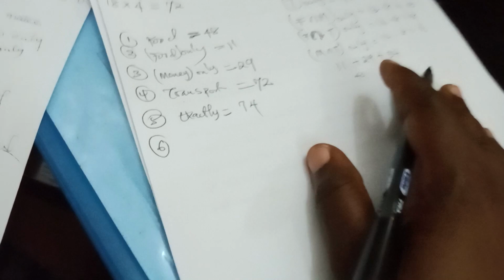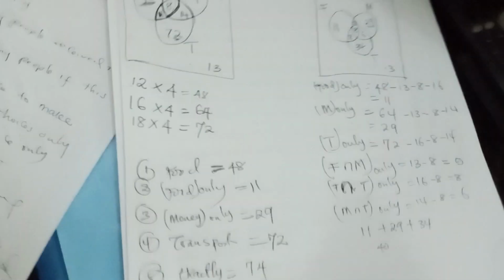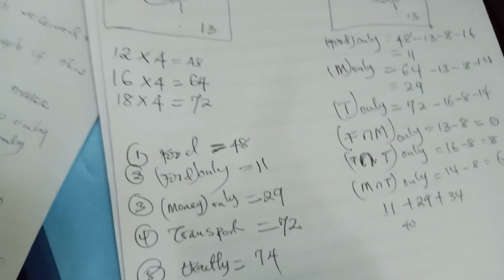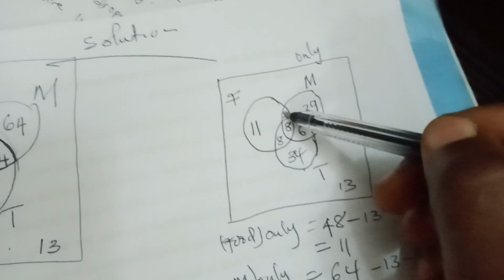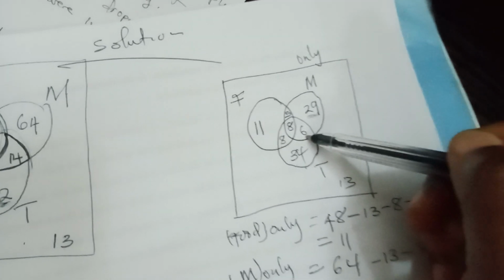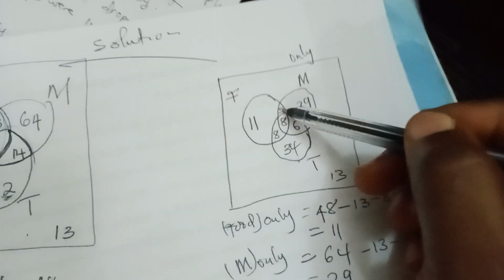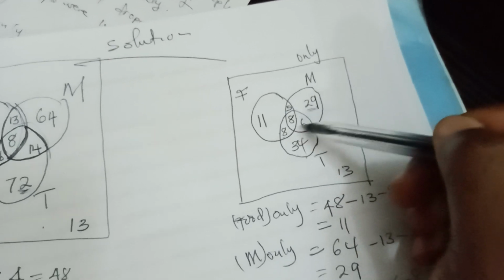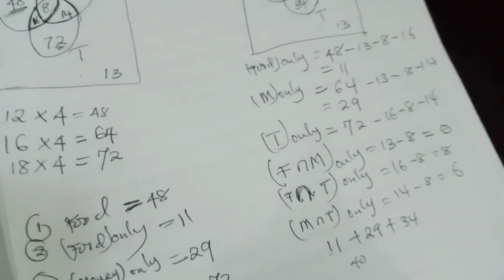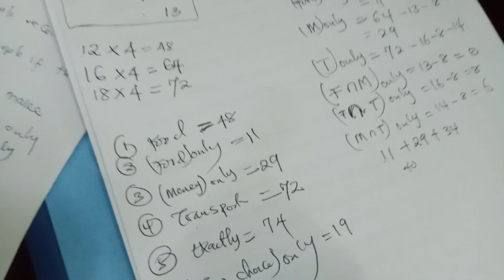Number 6, how many people were in between two choices only? I hope you can hear the word only. So 2 choices only. We are going to the intersect. We have 5, 8, and 6. So add up this, 5 plus 6, 11, plus that. So 19 people were in between 2 choices only.